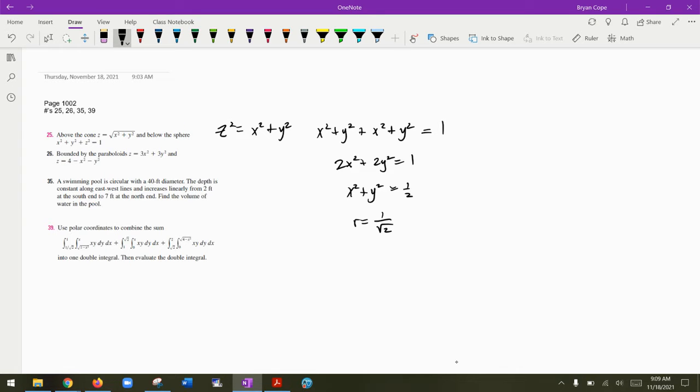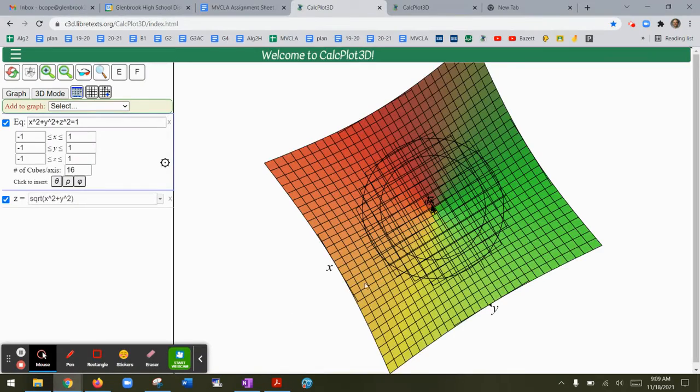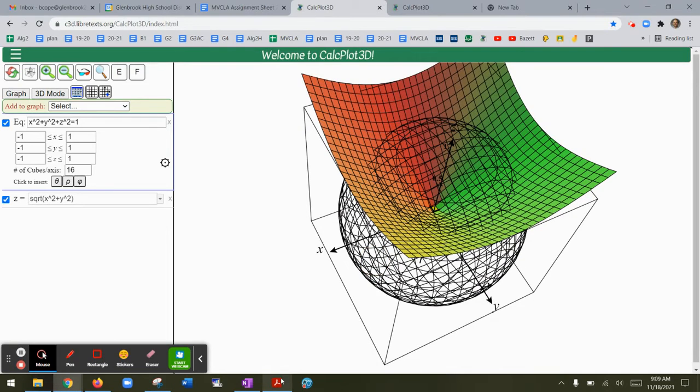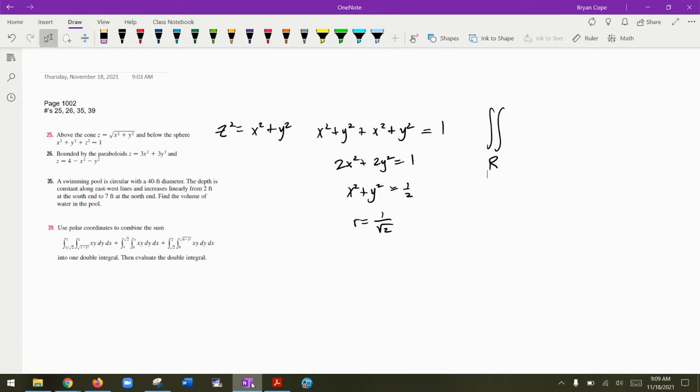Okay, so we're doing this over some region, and the function is going to be the sphere minus the cone, won't it? Because we don't want to go all the way from the sphere down. We want to go sphere minus cone. So this would be the square root of 1 minus x squared minus y squared, and then minus the square root of x squared plus y squared. And we'll do dA just to start.